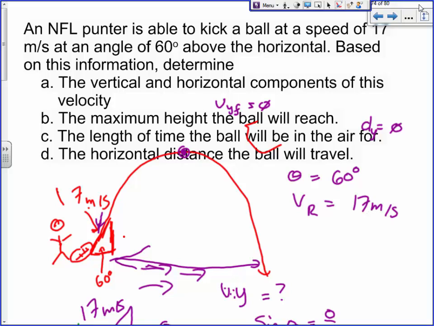So one more time. If you ever want the maximum height of a ball, the final velocity in y is 0. If you want to know how long the ball will be in the air for, use the amount of distance it's going to travel. It's essentially traveled no distance in the y direction, because it started on the ground and ended on the ground. The horizontal distance is going to depend on time, so you probably have to solve C before you get to D.